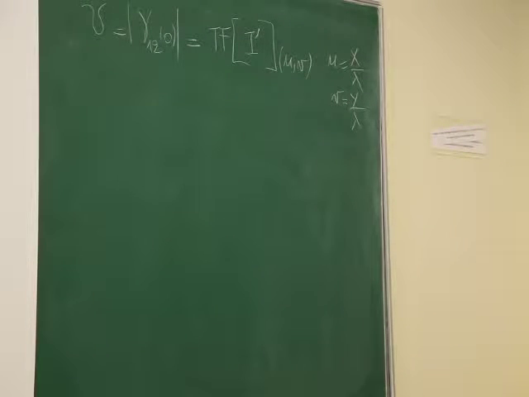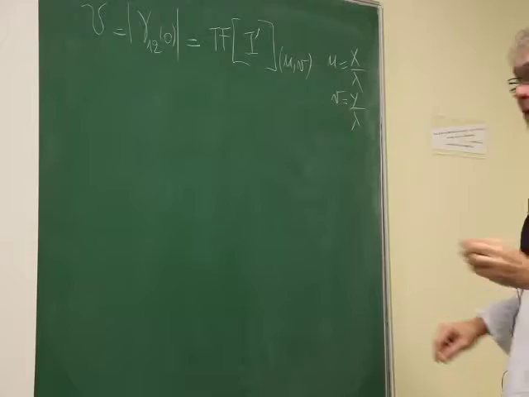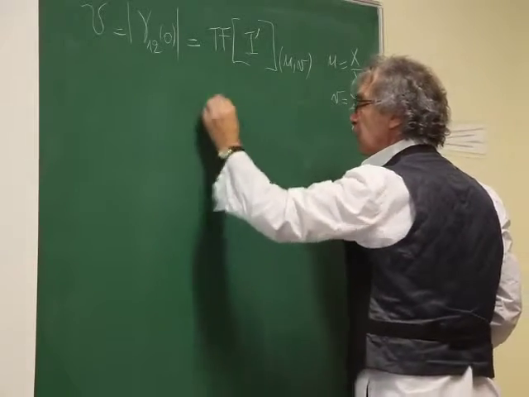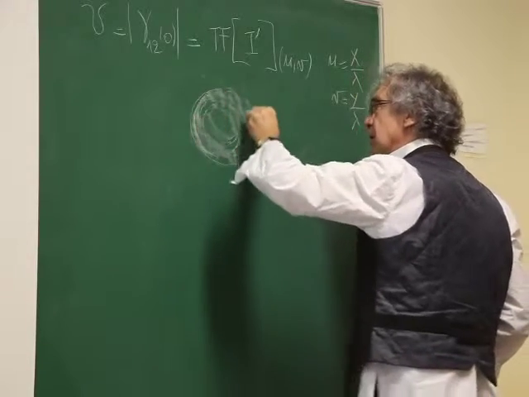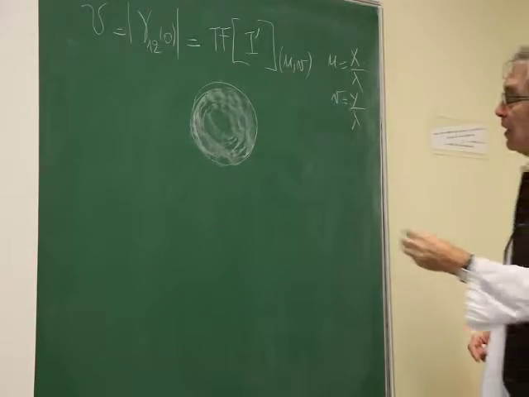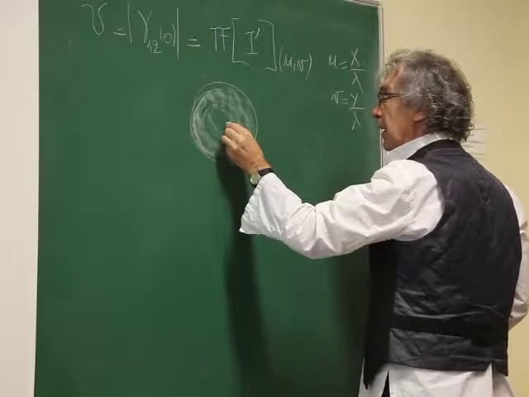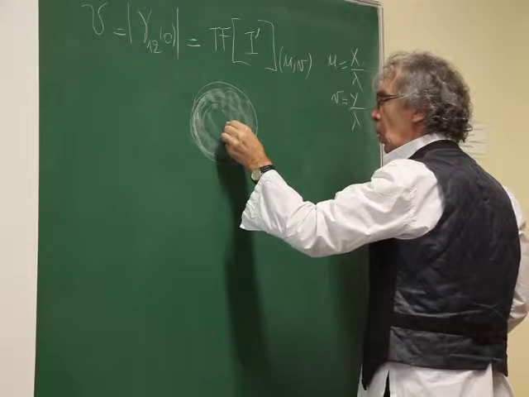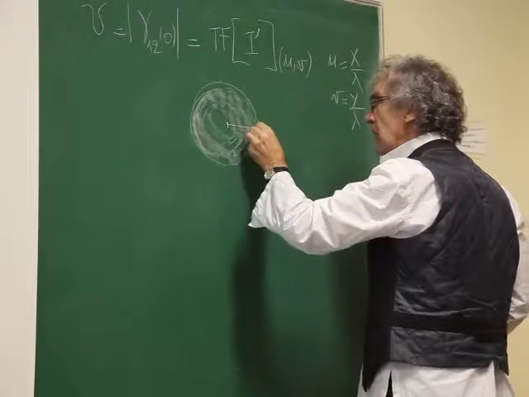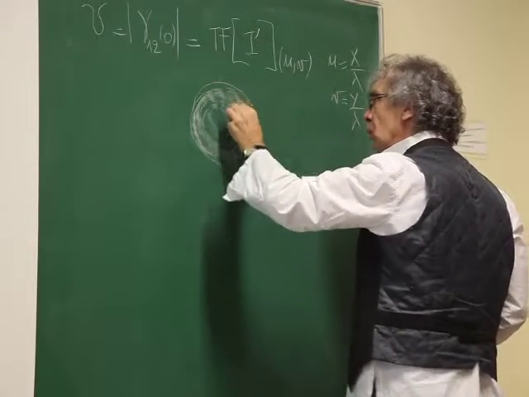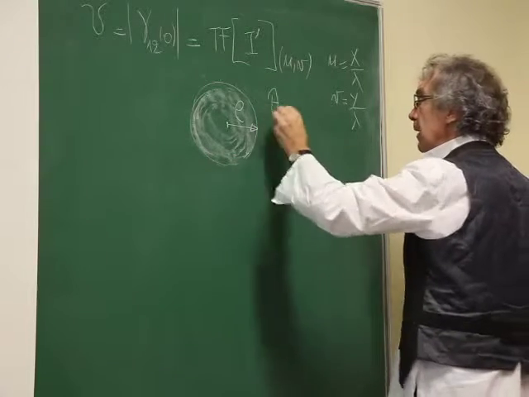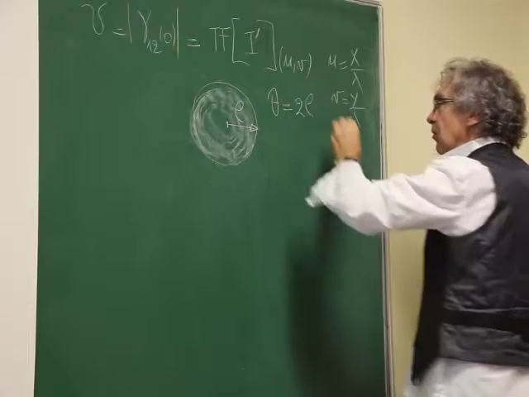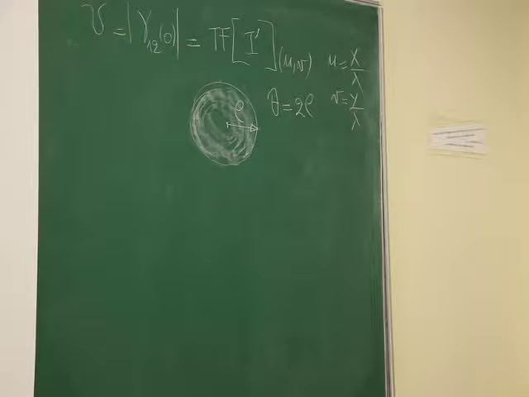Now, let's assume that we are observing here a star which is circular. So you see, circular like that. And the angular radius, I would say the angular radius of that star is rho. So the angular diameter, that I would call theta, is equal to twice this angular radius. And I would like to know what is the expression of the visibility.